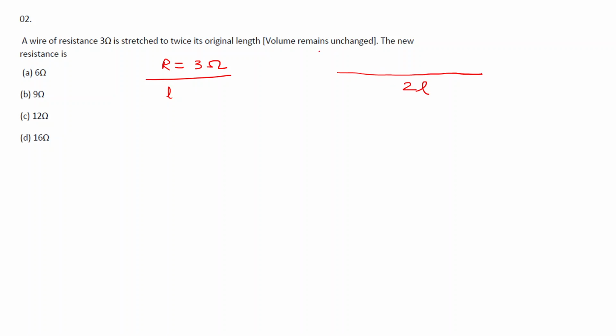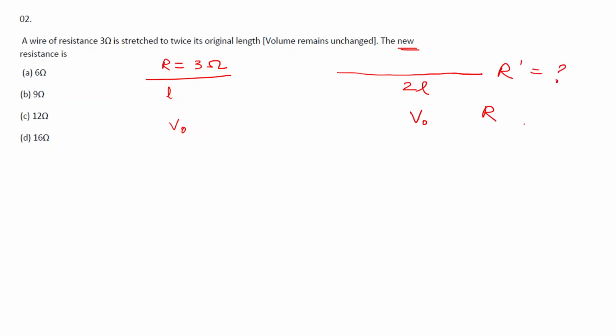and volume remains unchanged. So if the volume earlier was V0, now also the volume is V0, but the length has increased, means the radius would have decreased, right? Because the volume has to be constant. And now we need to calculate the new resistance for this. What is the new resistance here?